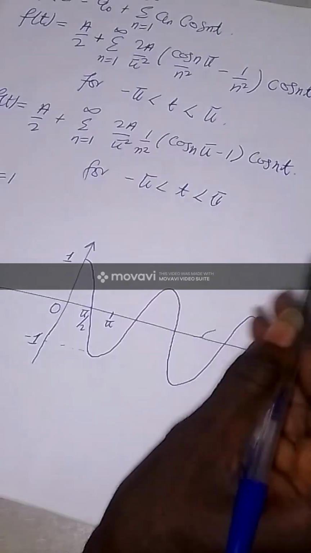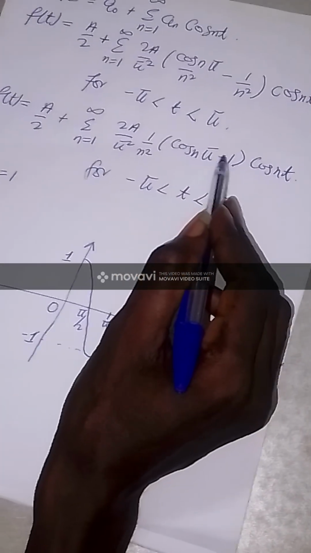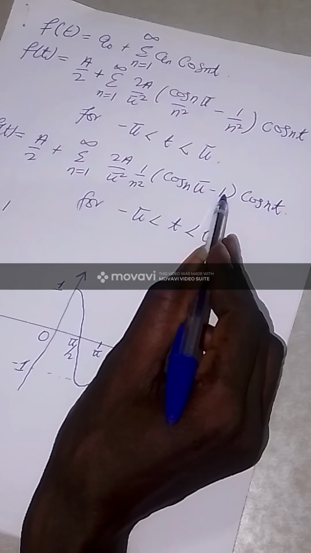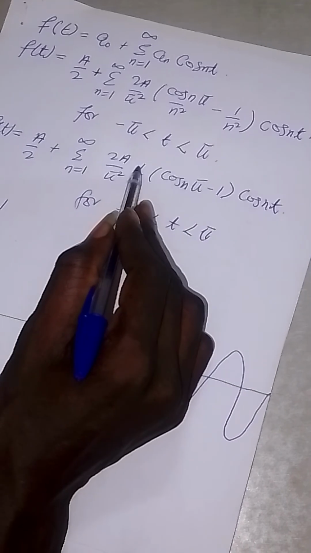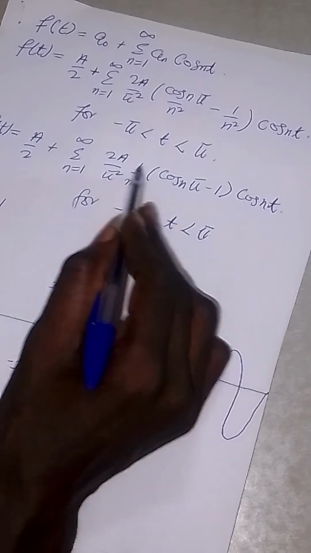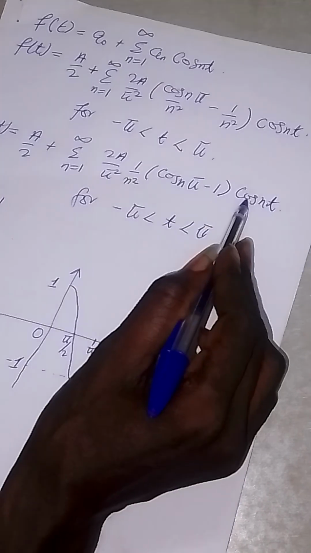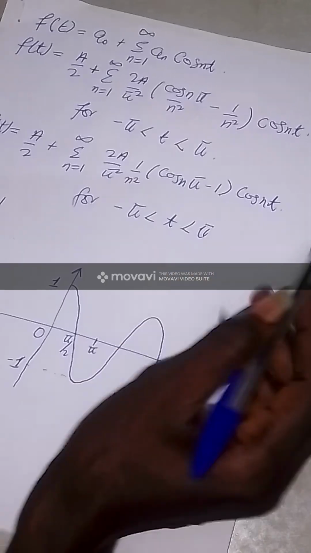So now what happens is that if I put minus 1 here, that means I'll have minus 1 minus 1. That will be minus 2. So minus 2. Now I can bring the minus 2 out, and then I can have my cos nt attached to it.